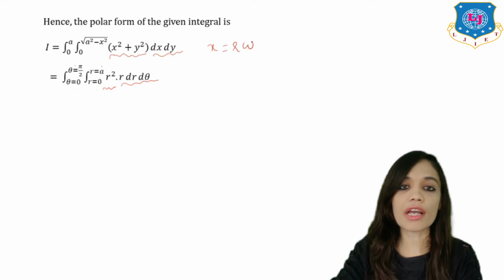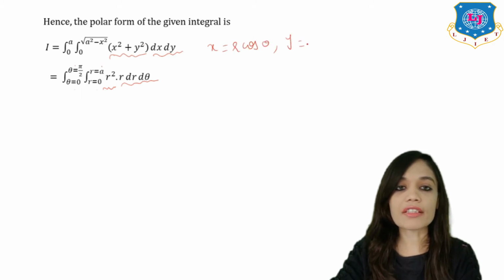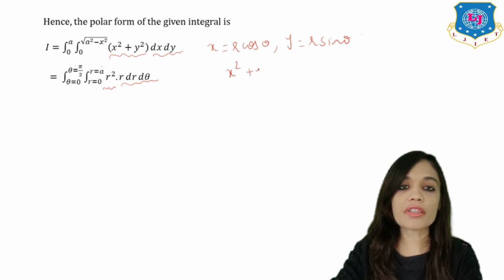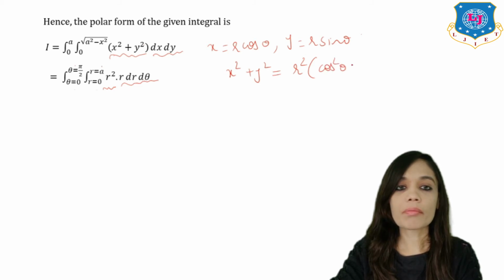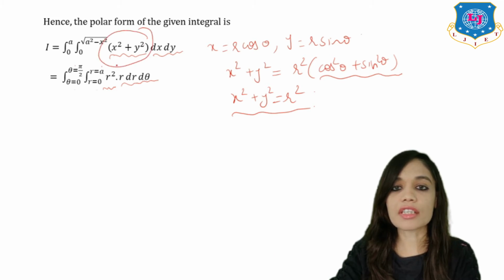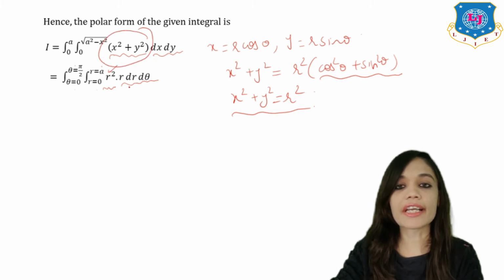How can we prove this? x equals r cos theta, right? And y equals r sin theta. Therefore, x square plus y square will be r square times cos square theta plus sin square theta, right? Now this is 1. Therefore, we can say that x square plus y square equals r square. So the value of this is r square, right? And dx dy is r dr d theta. So now this will be equal to what?